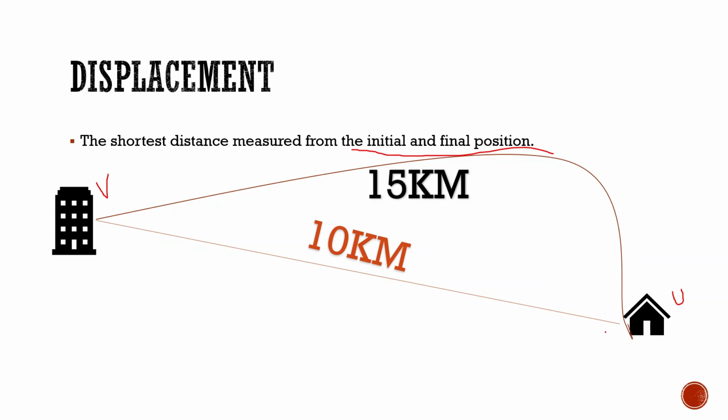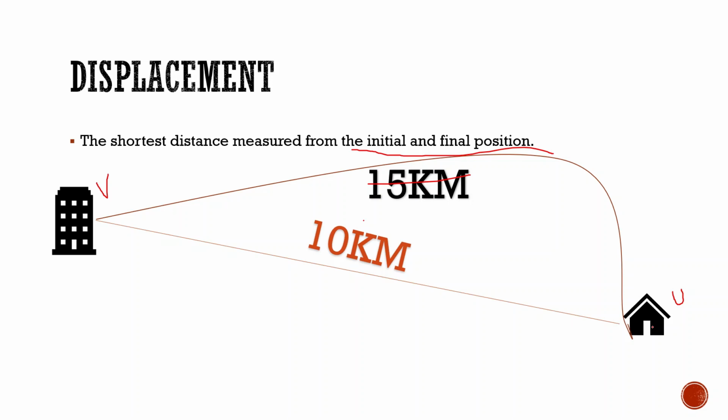You're taking a path of 10 kilometers. Just leave this 15 kilometers now. You're taking a path of 10 kilometers. So you're traveling from your house to school about 10 kilometers and returning back from your school to your house, that is 10 kilometers. So what is displacement?